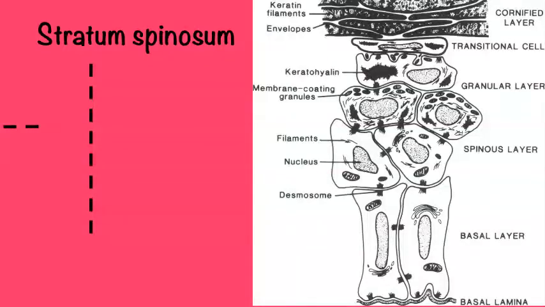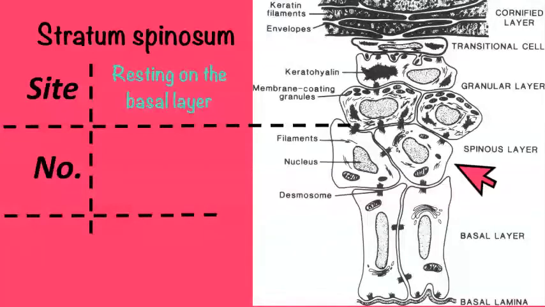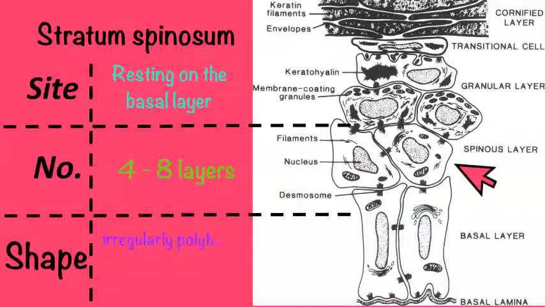Second layer is the stratum spinosum. This is the stratum spinosum or spinous cell layer. You can see this layer located above the basal layer, and is made up of several rows. The shape of the spinous cell is polyhedral.